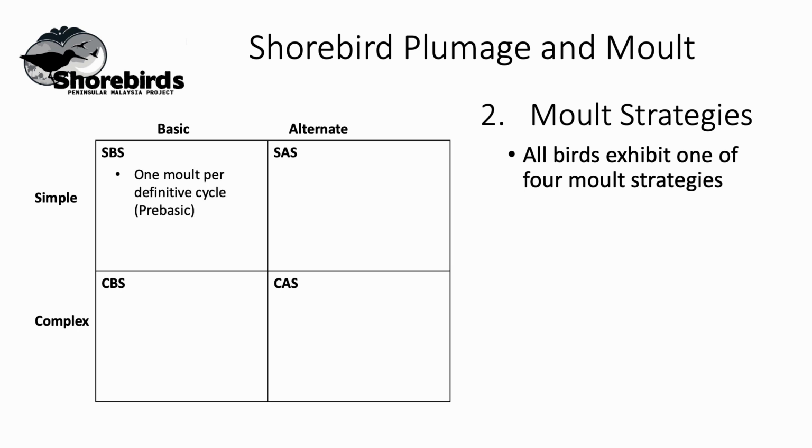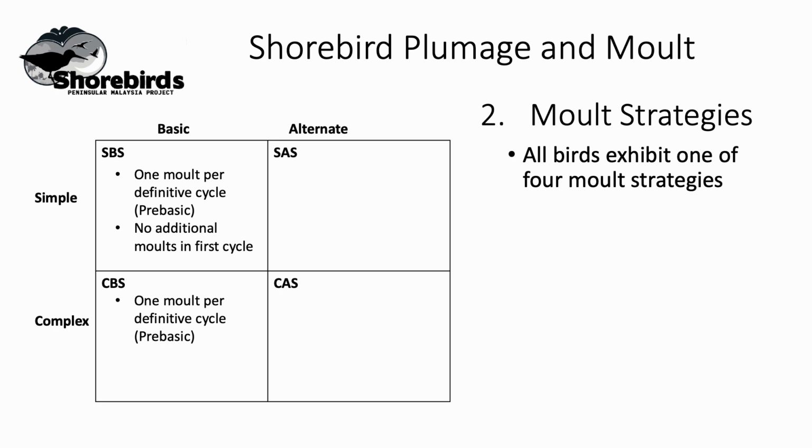So the simple basic strategy, or SBS, is 1 molt per definitive or adult cycle, which is the pre-basic molt leading to basic plumage, and no additional molts in the first cycle. So that would be a bird that has juvenile plumage and then goes throughout the whole first cycle, and then the next cycle it starts with basic plumage and no other molts. That's the simplest of all the strategies.